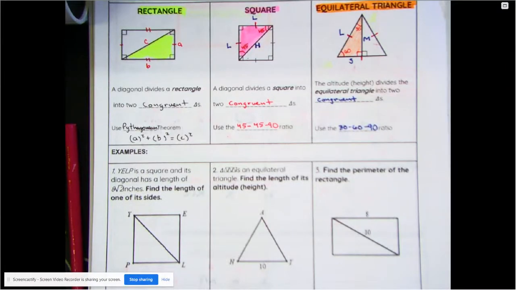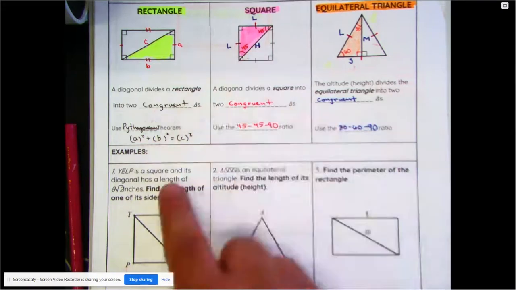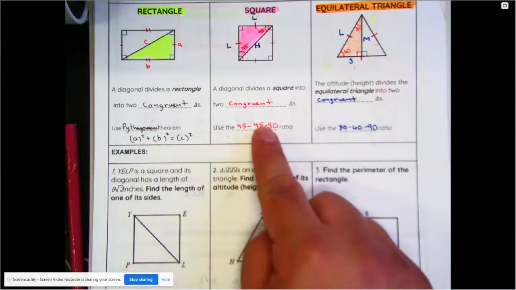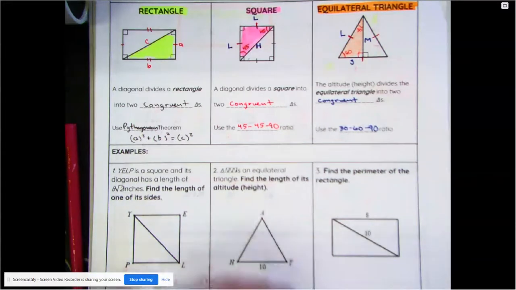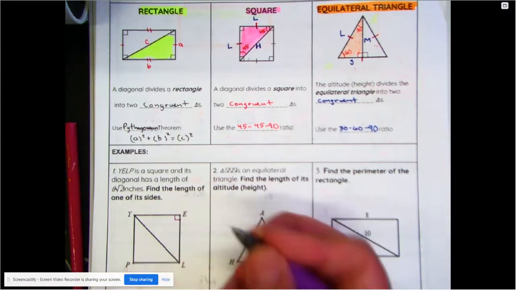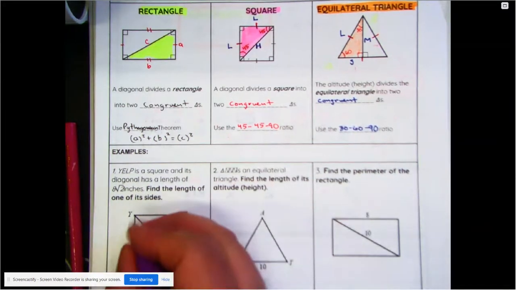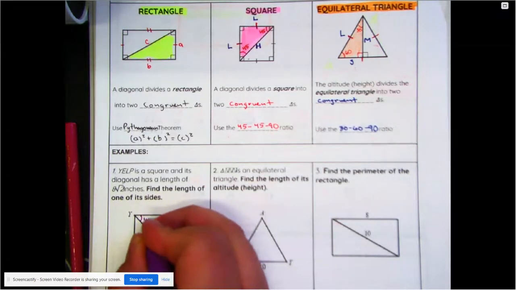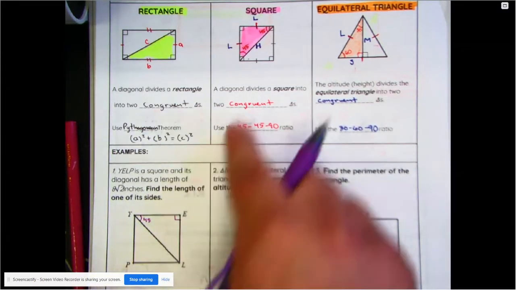Okay, so in question number 1, it says, Yelp is a square. All right, look who's available in a square just in case we need it. 45, 45, 90 is available. So they said this is a square, so you know what? I'm going to put this right here. I know these are 45s then, just in case, because I know this rule is available.